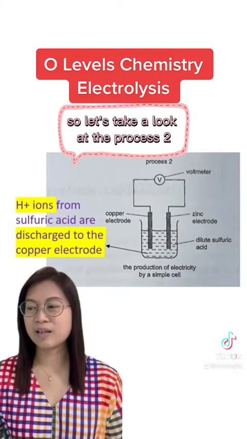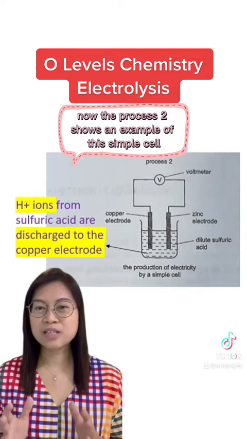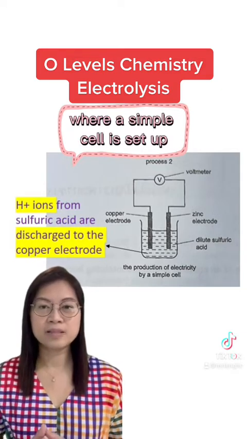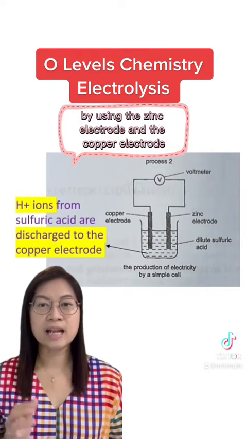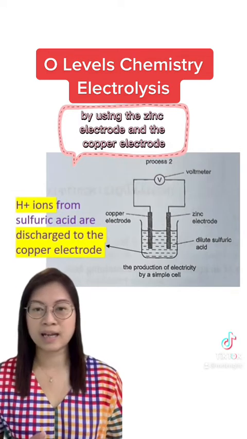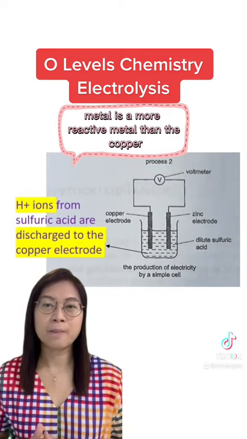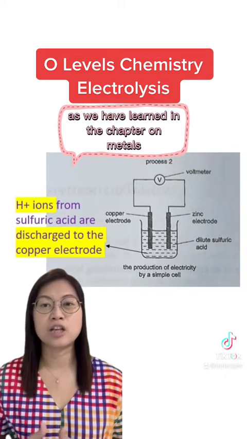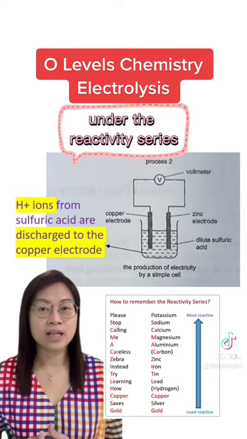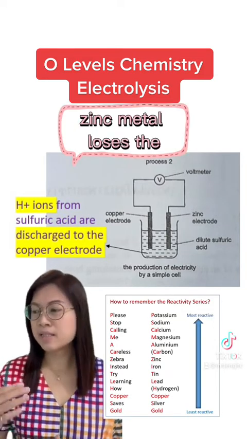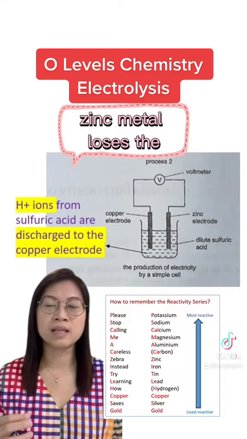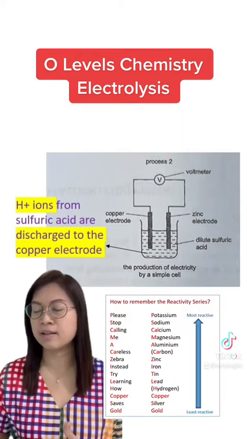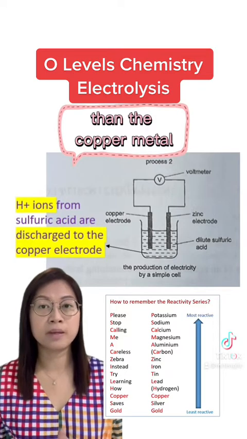Right, so let's take a look at process 2. Now in process 2, it shows an example of a simple cell, where the simple cell is set up by using the zinc electrode and the copper electrode. Now we know that zinc metal is a more reactive metal than copper, as we have learned in the chapter on metals under the reactivity series. So as a result, zinc metal loses electrons more readily to undergo oxidation than the copper metal.